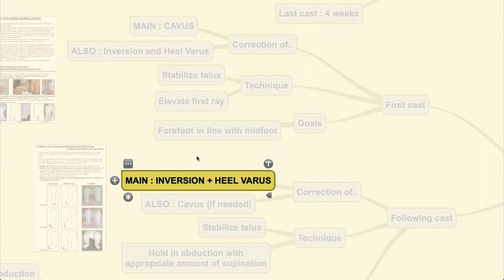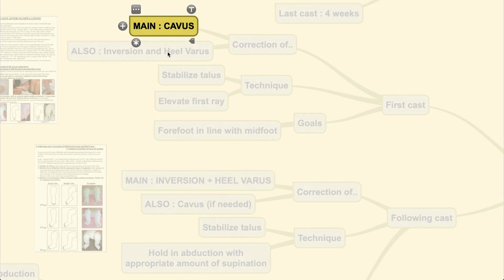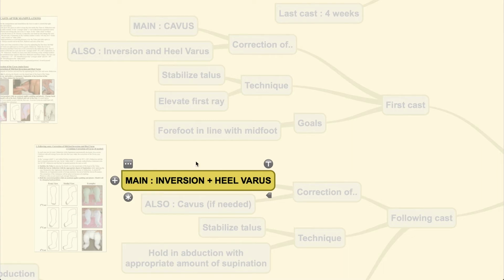Actually, when you read most books, they will not put it this way, because the correction of the CTEV case starts indeed with the cavus, but the whole thing of adduction and varus, or in this case inversion, is done simultaneously. So you do not correct it one by one, but simultaneously. You do that by rotating the whole foot outwards in an abduction motion.